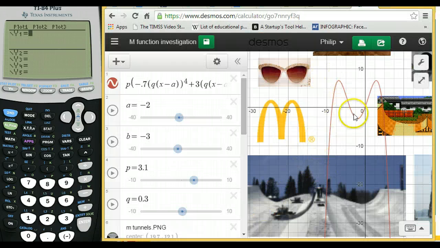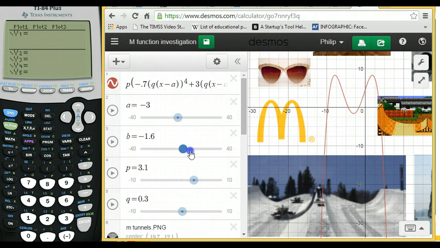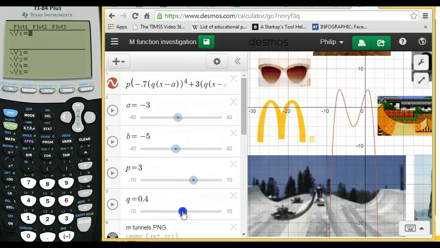So we can see our function curve here, and then we have our four sliders, A, B, P, and Q. If we take the A slider and move it left to right, the function moves in the X direction, left and right, right? If we take the B slider and move it left and right, the function goes up and down. What about the P slider? The P slider stretches the function up and down. And the Q slider stretches the function left and right.